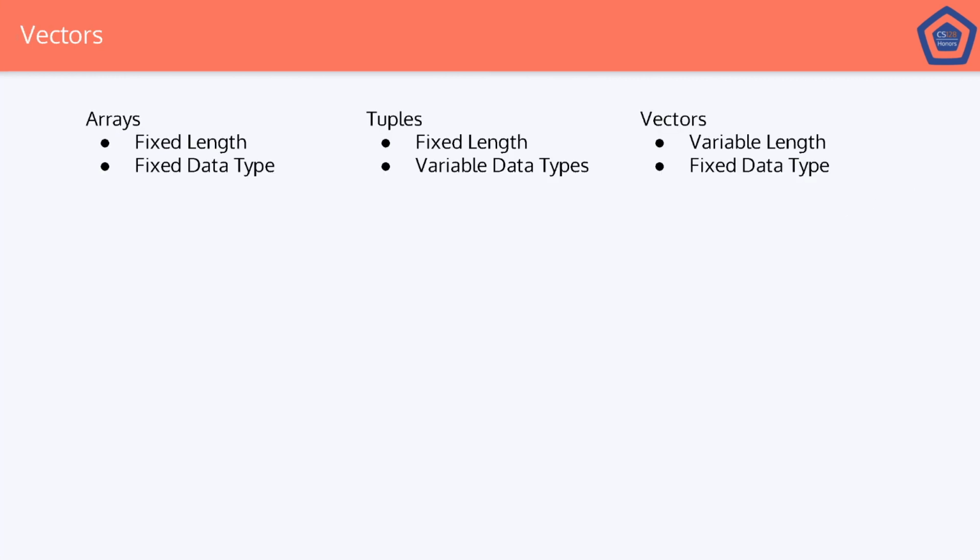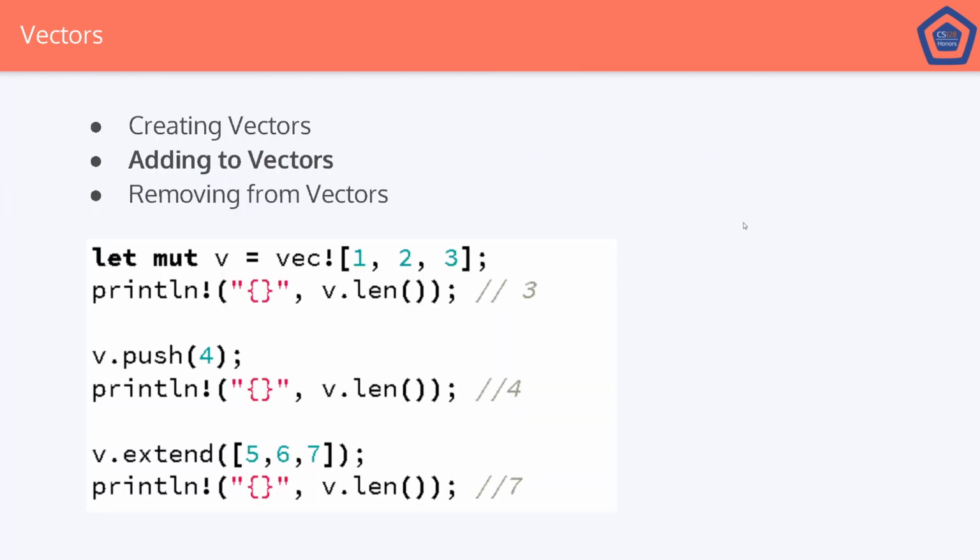Great. So let's introduce this new idea of vectors. Vectors are similar to arrays in that they have a fixed data type, but they do also have variable length, and so we can now expand or shrink our vectors as we wish. And these are similar to maybe lists in Python, if you're familiar with that.